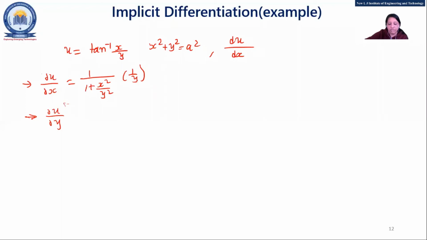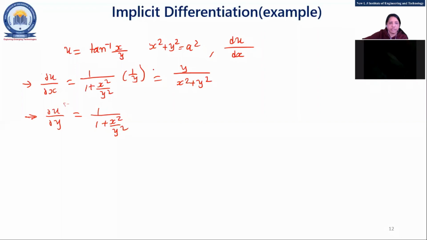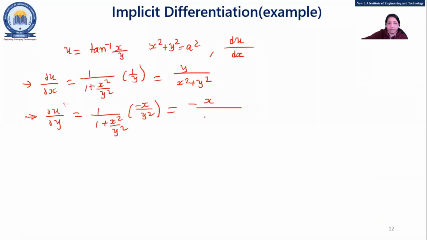Okay. 1 upon y. So it is y by x square plus y square. Fine. Now del u by del y. Del u by del y is 1 upon 1 plus x square by y square as it is. Now with respect to y, at that time it will be minus x by y square, y raised to minus 1 and all same way, equal to minus x upon x square plus y square.